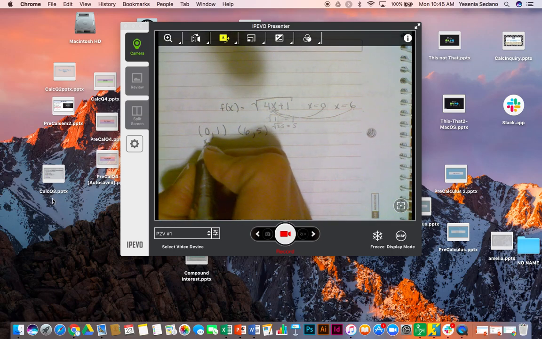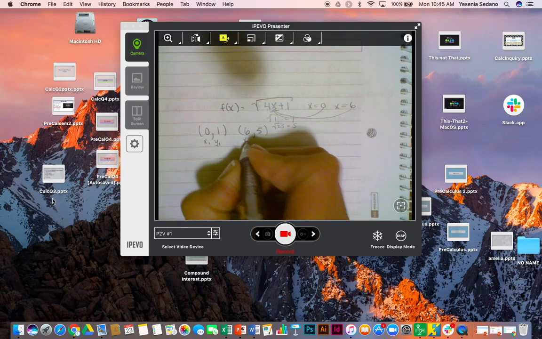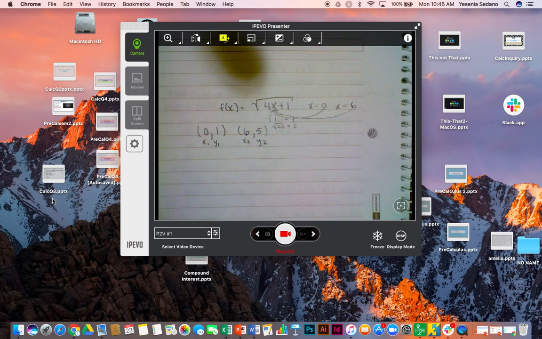The next thing, if you remember, label your points. And then from there, use your slope formula, and that's going to tell you the slope of the secant line, aka average rate of change.